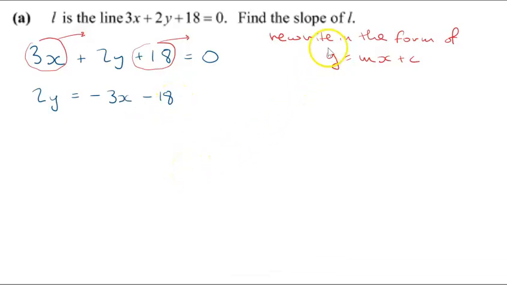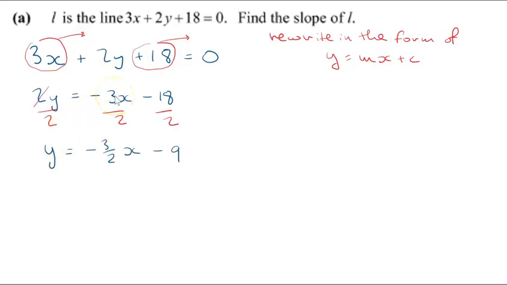We want to get it in the form of y is equal to mx plus c. So we want the y on its own. So we need to get rid of the 2 that's in front of the y. And how we do that is by dividing by 2. But we have to divide every term by 2. So 2 divided by 2 is 1. So technically you get 1y on the left, which is just y.